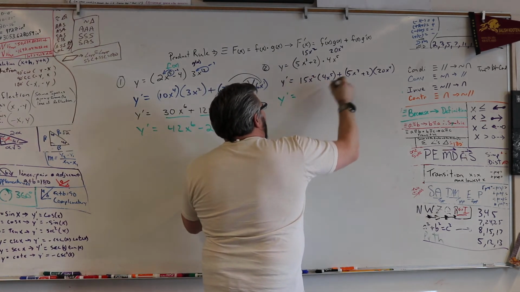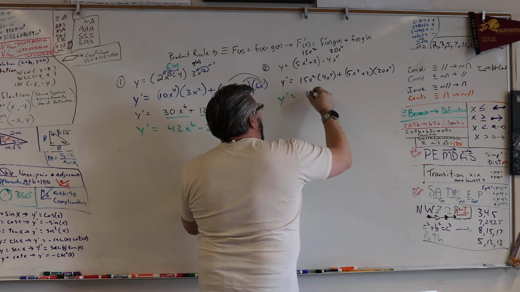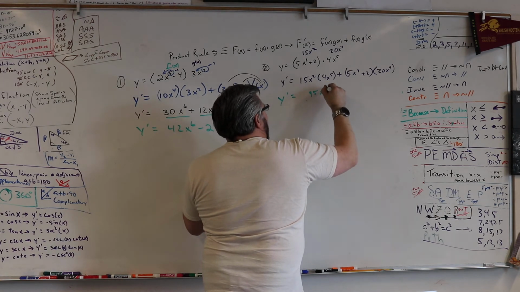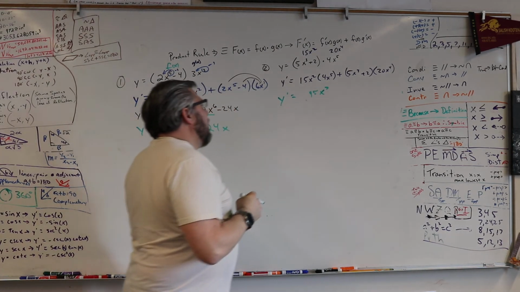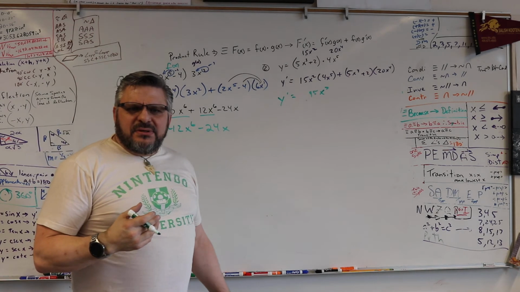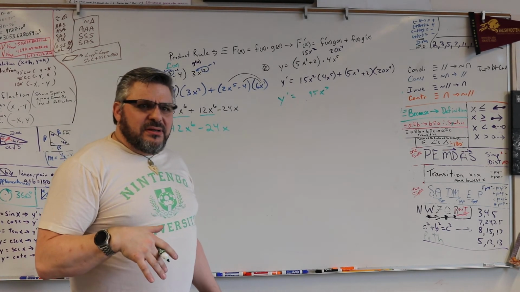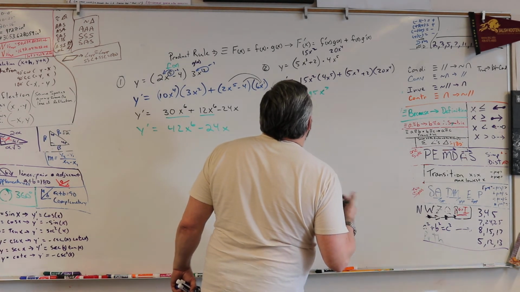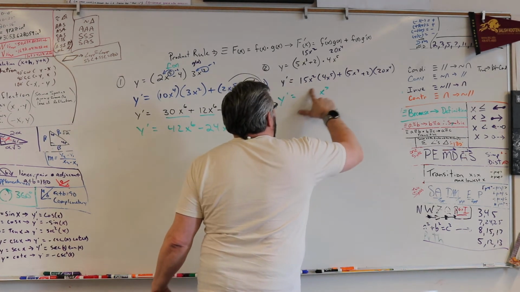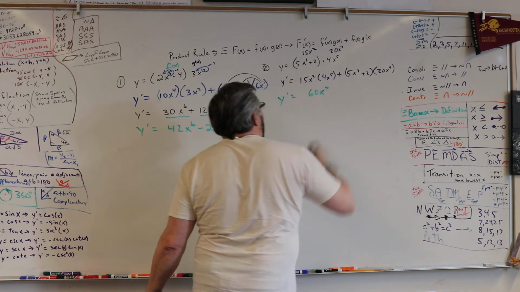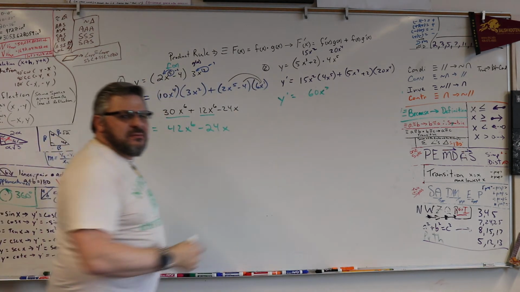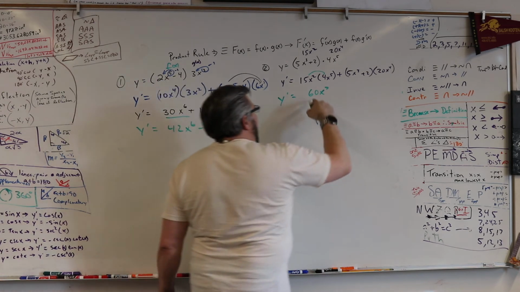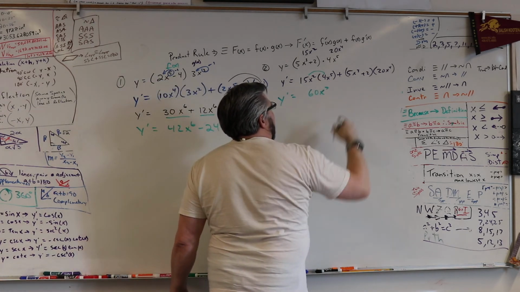So when I multiply these two, 4 times 15, that's 45, right? And then x to the 7. Is that right? 45? No, it's not 45. What are you multiplying? 4 times 15. Oh. 60. 60x to the 7, right?